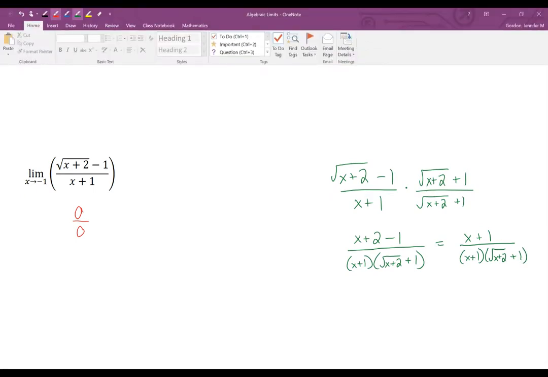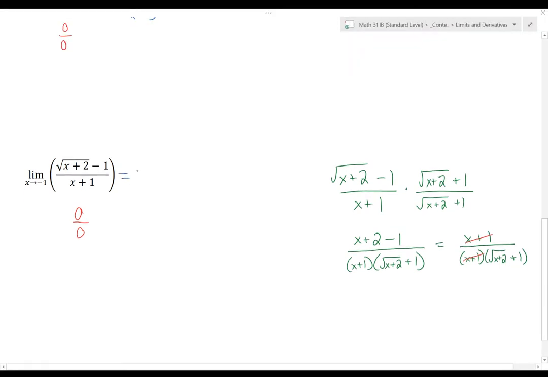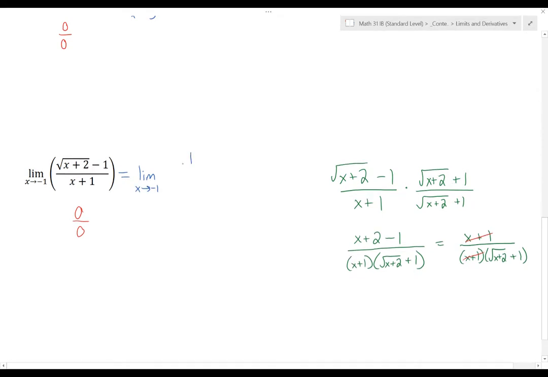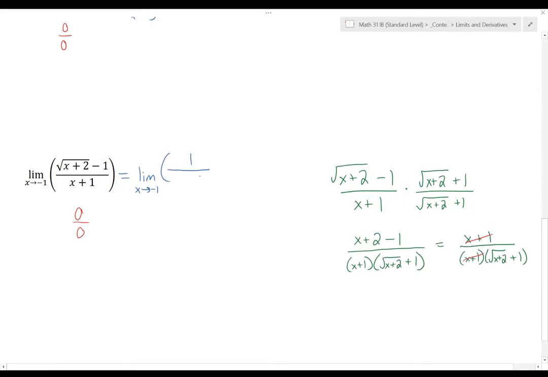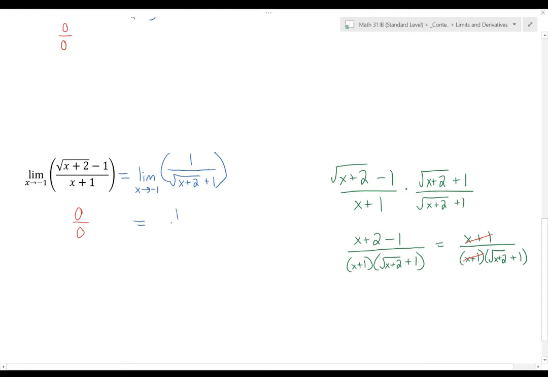Given that the x plus 1 will cancel, I'm now definitely not going to have an indeterminate form. So in other words, my original limit is equal to the limit as x approaches -1 of 1 over the square root of x plus 2 plus 1. These two fractions are equivalent, but the nice thing is that in this new fraction, I don't have the same non-permissible value. So I can actually now just substitute in -1. So this is 1 over the square root of -1 plus 2 plus 1.